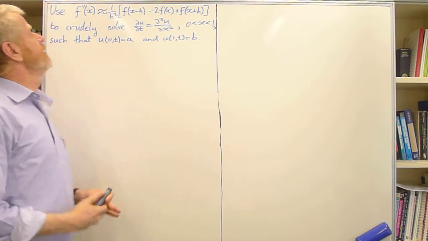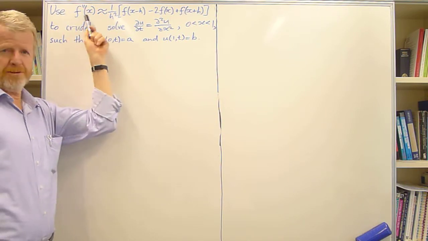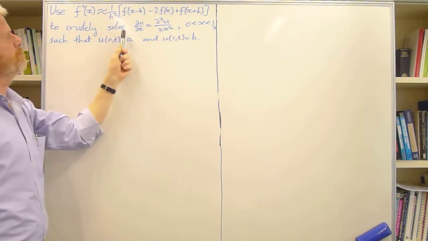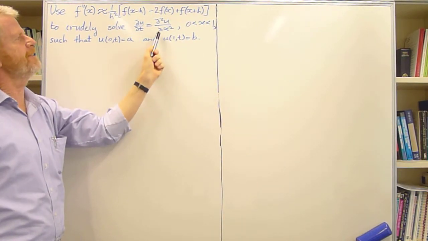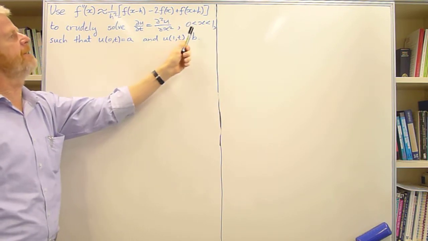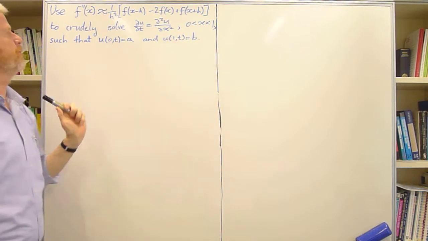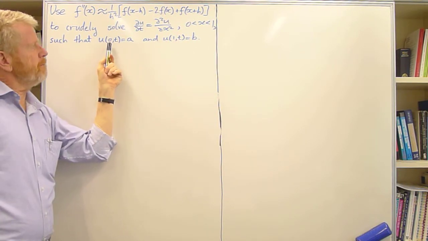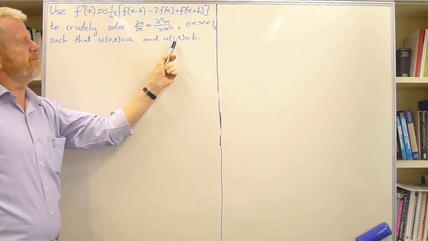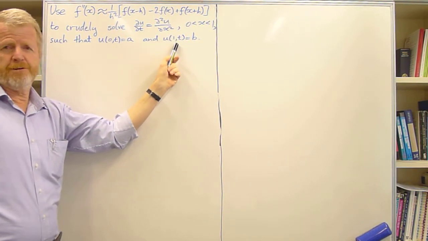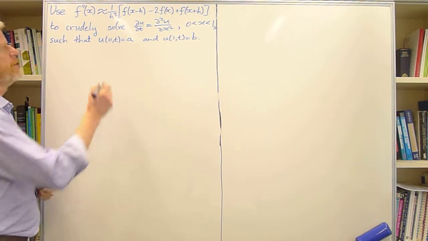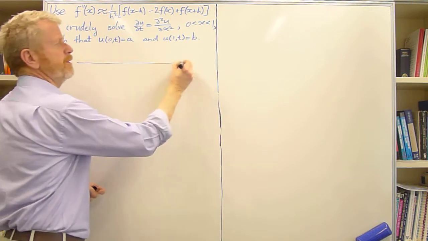Our task now is to use this approximation for the second derivative of a function to crudely solve du by dt is d squared u dx squared. This is the heat partial differential equation. On the domain x is between 0 and 1, and such that the boundary value of u at x is 0 is some constant a, and the boundary value of u at x is equal to 1 is some constant b. So first, let's draw a diagram so we can define some variables.